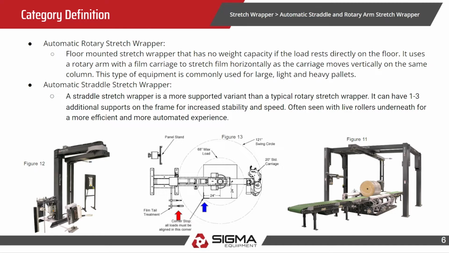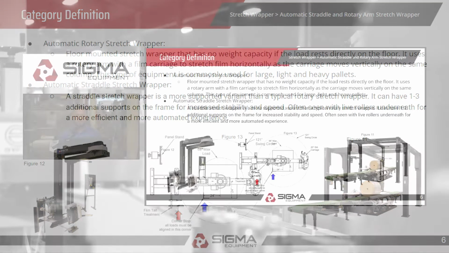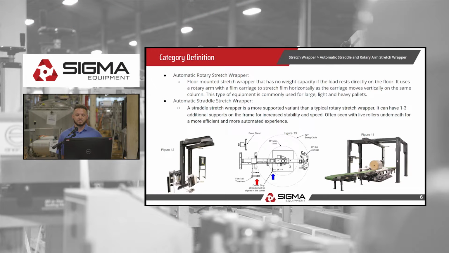An automatic rotary stretch wrapper is a floor-mounted stretch wrapper that has no weight capacity as long as the load is resting directly on the floor. It uses a rotary arm with a film carriage to stretch film horizontally as the carriage moves vertically on the exact same column. This type of equipment is commonly used for large, light, and also heavy pallets.